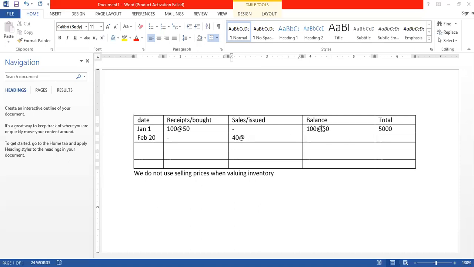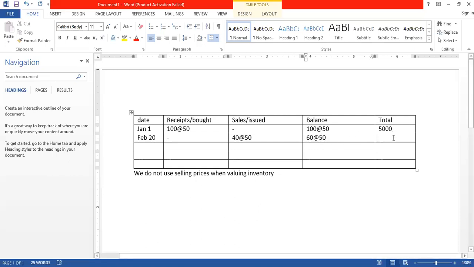So you have to issue the 40 using the cost price of this 100 units, because that is the only stock that you currently have on hand. So it will be 40 at $50. Okay. And then from there, what is your new balance? What is left in your business? You had 100 units, then you sold 40 units, so you are only left with 60 units at the price of 50.